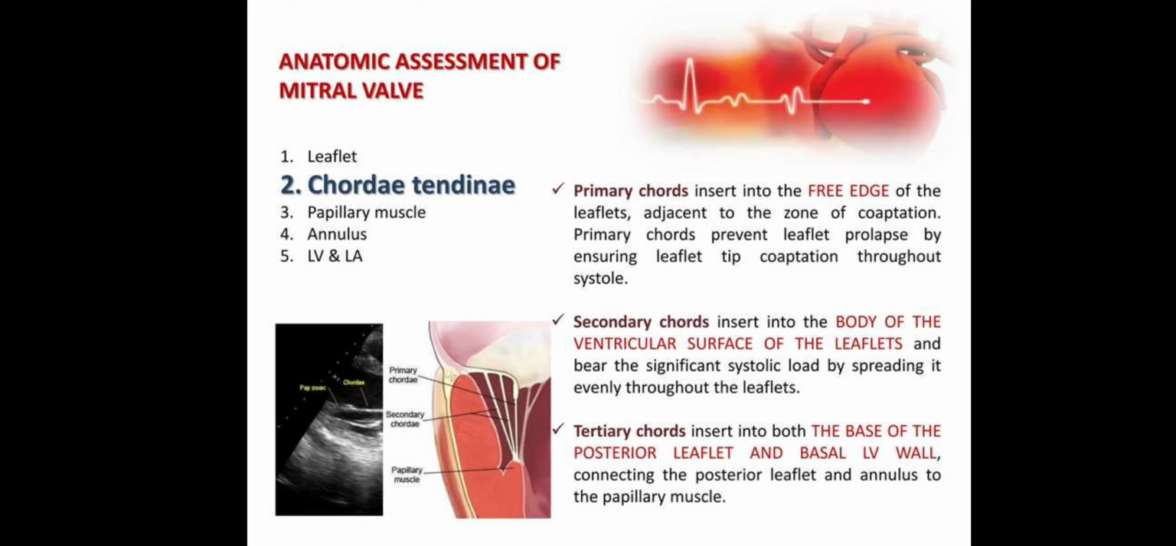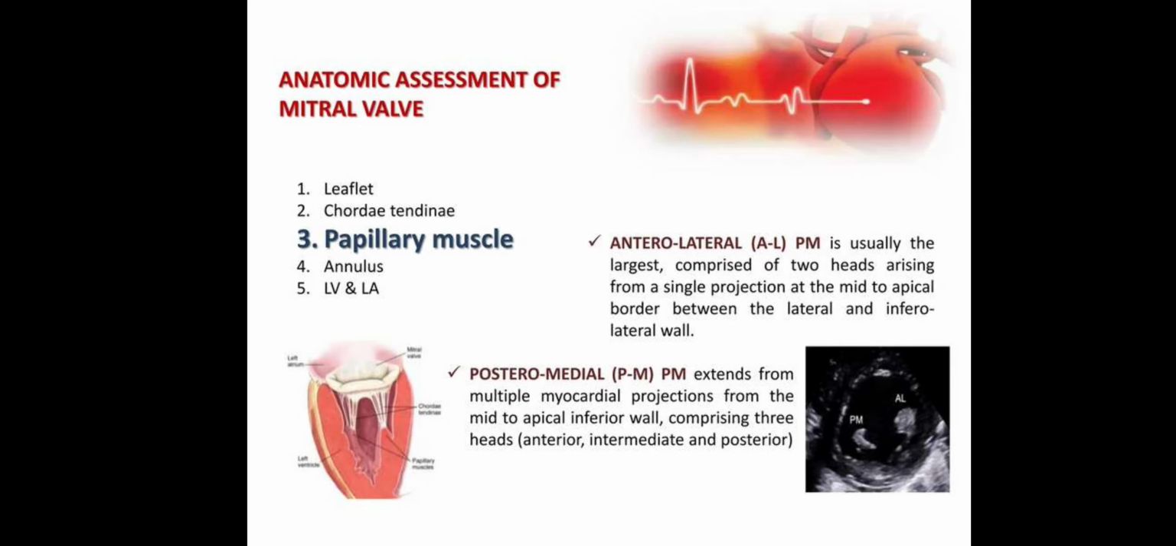The tertiary chords insert into both the base of the posterior leaflet and the basal LV wall, connecting the posterior leaflet and annulus to the papillary muscle. Third is the papillary muscle. The anterolateral papillary muscle is usually the largest, comprised of two heads arising from a single projection at the mid to apical border between the lateral and the inferolateral wall. The posteromedial papillary muscle extends from multiple myocardial projections from the mid to apical inferior wall, comprising three heads: anterior, intermediate, and posterior. This is the short axis view showing the posteromedial papillary muscle and the anterolateral papillary muscle.